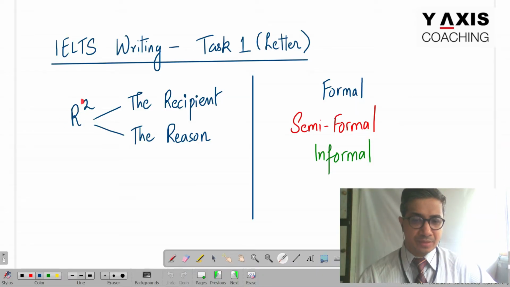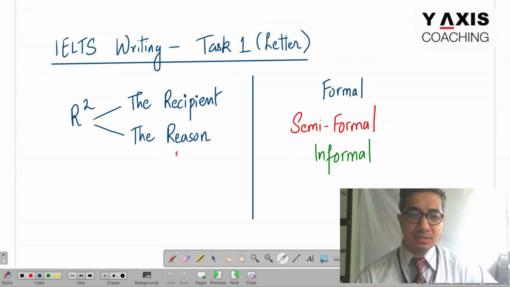In order to help ourselves with that, we always have to understand two things. While you're reading the question, apply the R square formula that you can see on the screen. The first thing you want to ask yourself is, who is the recipient of the letter? Who are you writing the letter to? And the second R is the reason of writing the letter.